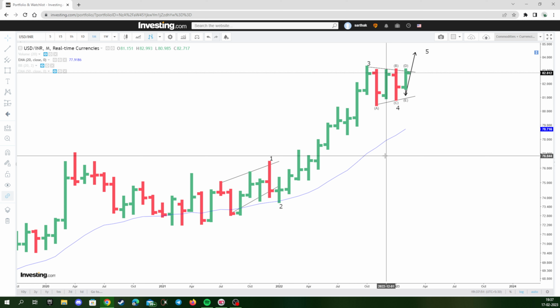All in all, I have explained to you both of my scenarios, wherein both of these scenarios are bullish. Just in case the markets do not rise from here, you would expect a small pullback, and then the wave 5 goes higher from here.